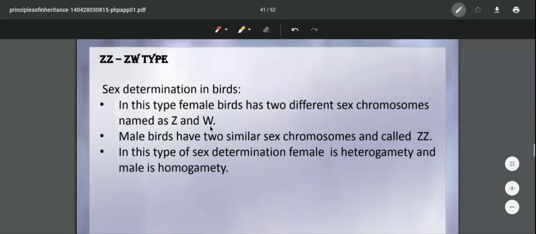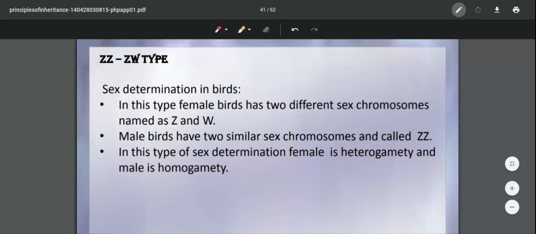So the female gamete, the egg of the bird, will either bear a Z or a W chromosome, whereas male birds will produce sperms which have only the Z chromosome. Therefore, male birds finally will end up having ZZ, whereas a female bird will have its autosomes and ZW. So this, please note, is an example of female heterogamety because the female is producing two different types of gametes. But the above two examples were examples of male heterogamety.